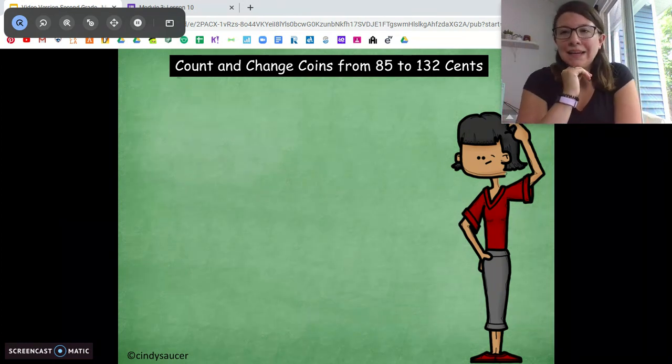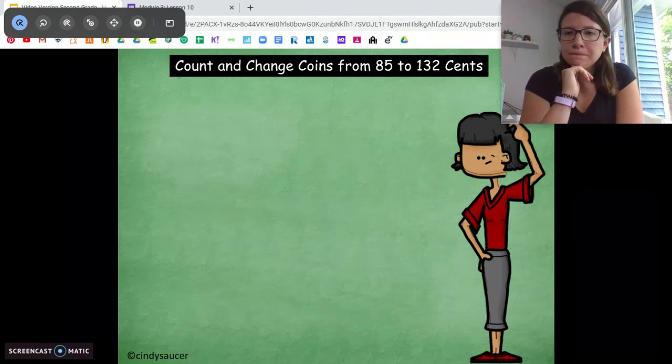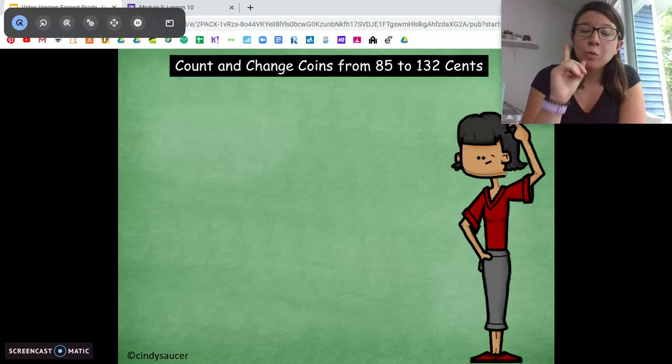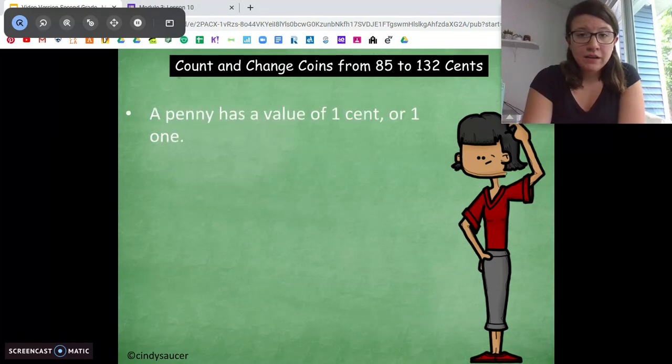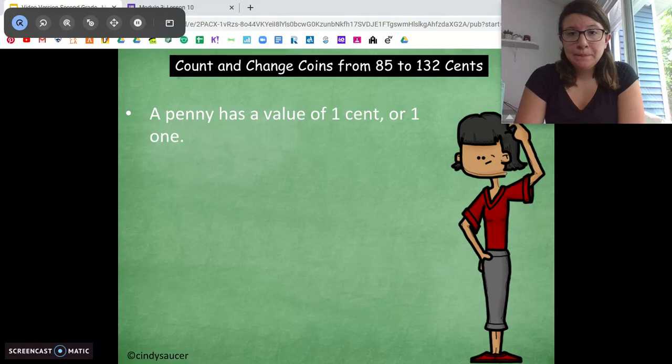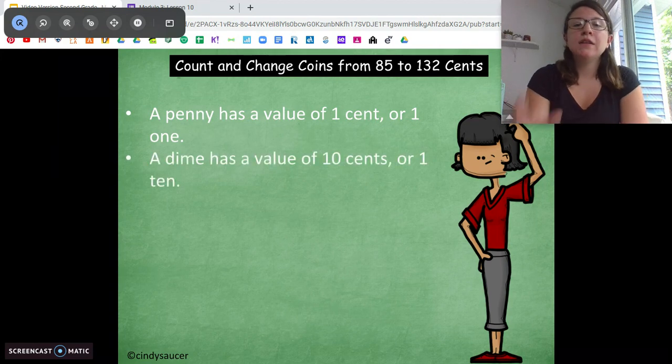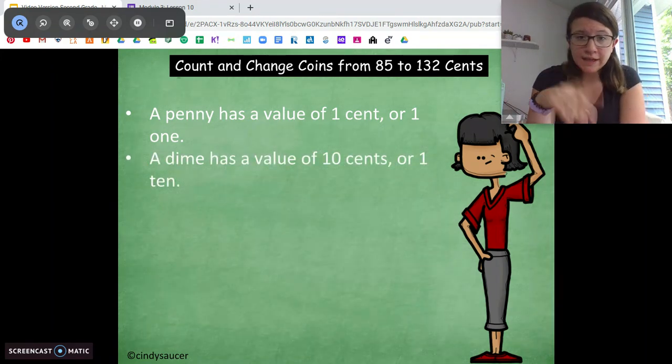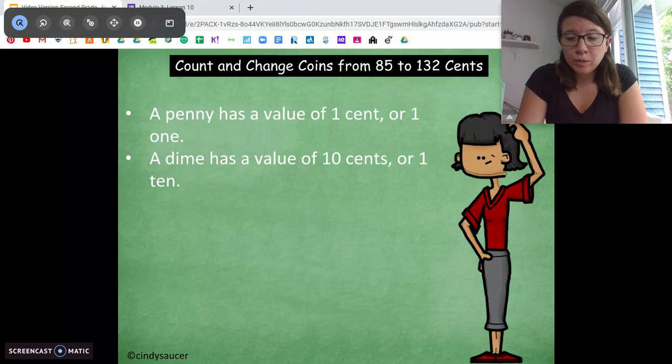How much is a penny worth? Very good. 1 cent. We could also call that 1 1. Okay? 1 1. How much is a dime worth? What's the value of a dime? Good. 10 cents, or we can also call that 110. So a penny is 1 1 or 1 cent. Value is 10 cents or 110.